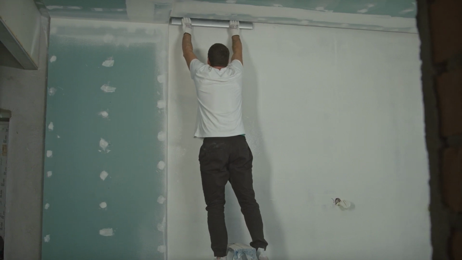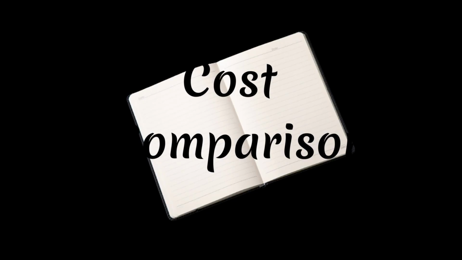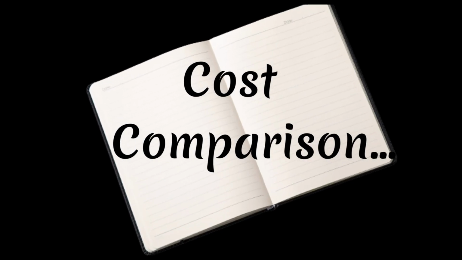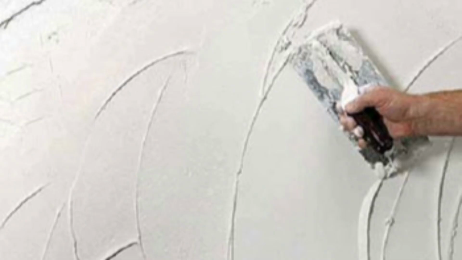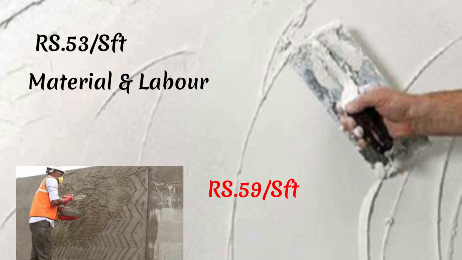Gypsum plaster is costlier than the traditional cement mortar for the same thickness of plaster. As we have discussed, gypsum plaster is costlier than the cement plaster. Since it has a smooth finish, it does not require any putty before painting. For example, plastering and painting requires 53 rupees per square feet for gypsum plastering. This includes material and labor cost. Whereas we need 59 rupees per square feet for cement plastering. This includes labor and material cost for plastering, putty and paint.